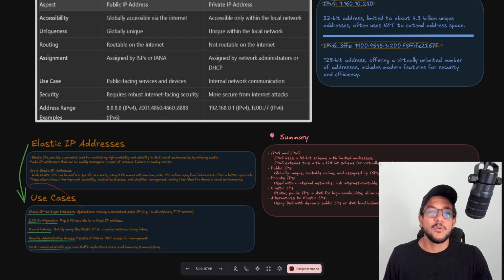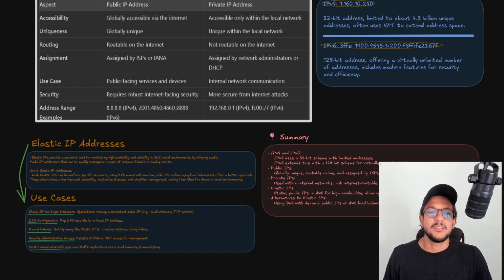Some of the common pitfalls to avoid. First, hard coding IP addresses in your application instead of using DNS. Second, forgetting to associate an Elastic IP after instance replacement. Third, not accounting for IPv6 in your security groups and network ACLs. And lastly, assuming private IPs work across different VPCs without proper setup.